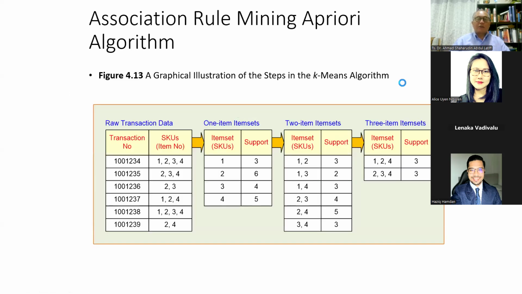This is the Apriori algorithm. You can see the raw transaction data from transaction number 1234, 1235, and go on until 1239. And then you can see the SKU item numbers 1, 2, and 3, and 4, 2, 3, and 4, and so on. And then you have this antecedent, which is the number 1. How many support do you have? 3. Number 2, support 3. And then antecedent and the consequent, let's say 1 and 2. If they have 1 and 2, one is the support, 1 is the antecedent, and then we have the consequent 2, we have 3. 1 and 3, that's 4, for example.